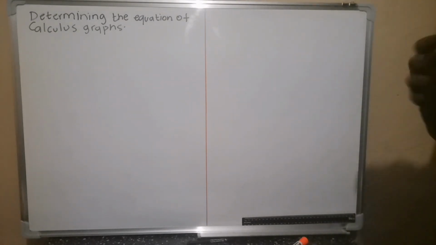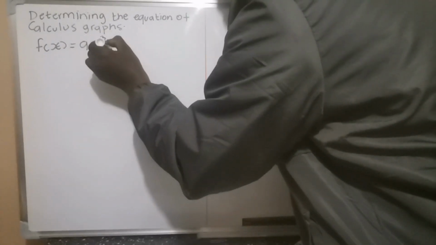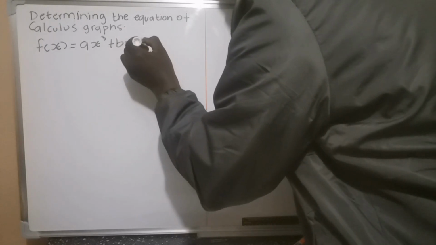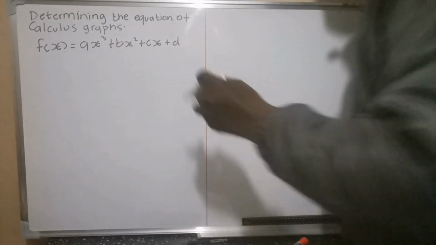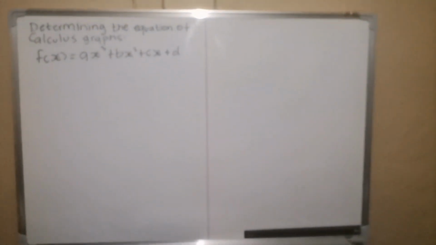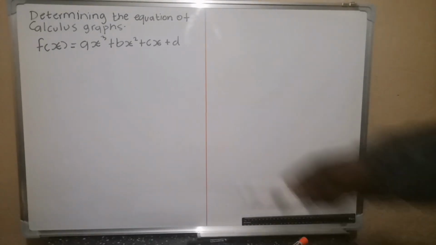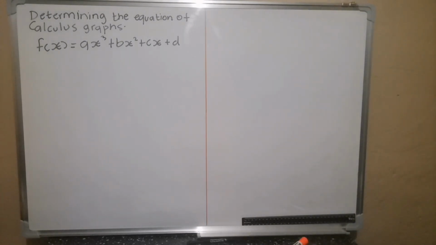Now, you know that the standard form of a graph, f at x, or y, or g at x, whatever, is ax cubed plus bx squared plus cx plus d actually. Now, one of the ways to find this is our standard equation here. This is our standard equation: ax cubed plus bx squared plus cx plus d.